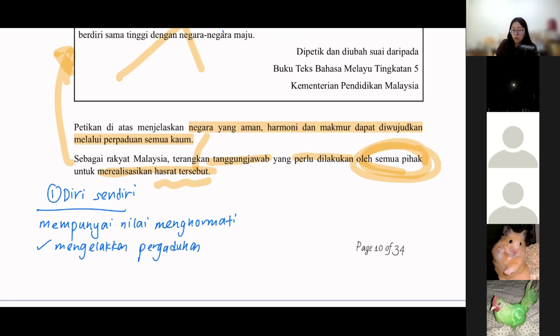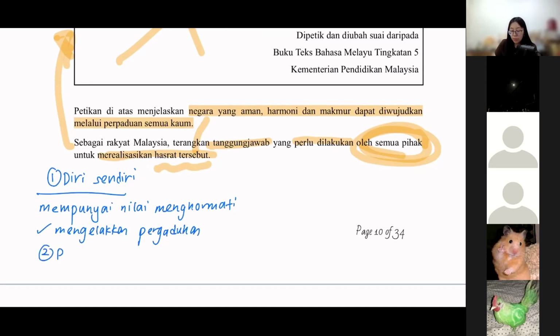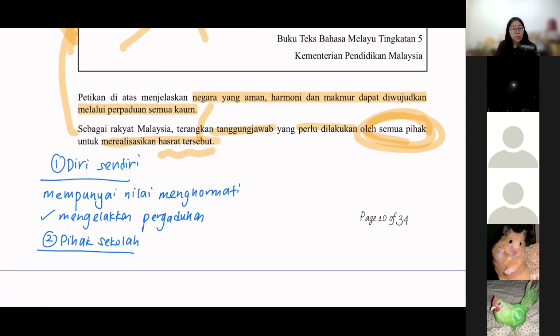Okay, for example, what can school do? Apakah yang boleh dilakukan oleh pihak sekolah? What can we do for pihak sekolah? What thing does the school have to focus on? Gotong royong. Gotong royong normally I will put it in masyarakat. So, for example, I put it here.